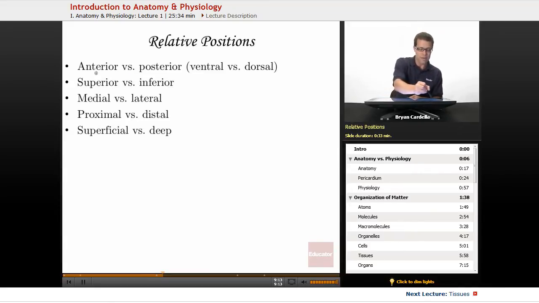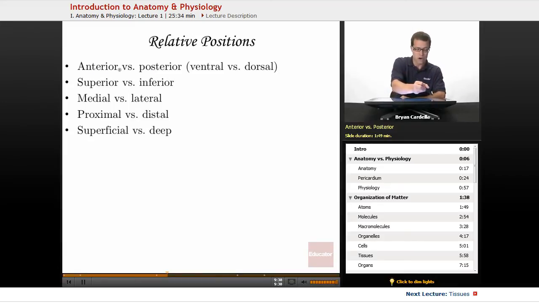So the first one we'll talk about is anterior versus posterior, and we could also say ventral versus dorsal. It's the same thing in a human body. These are all relative terms, meaning I can't just say this statement, the heart is anterior. Anterior to what? Or if I said, the brain is posterior. Well, posterior to what? So it's all relative, relating one part of the body to another.